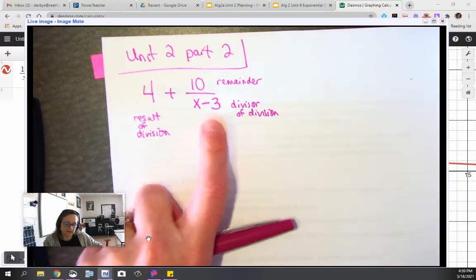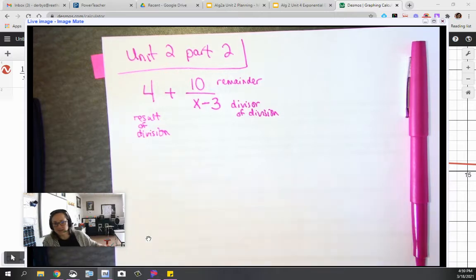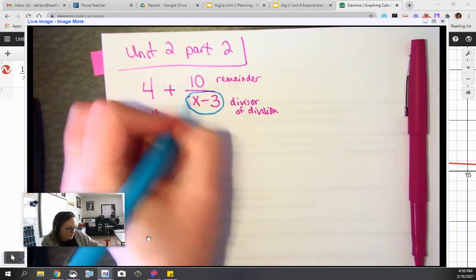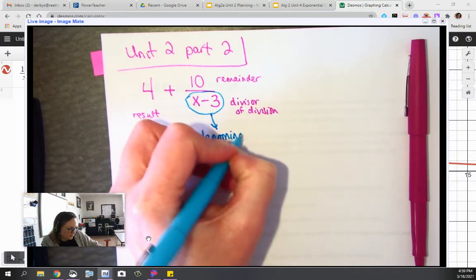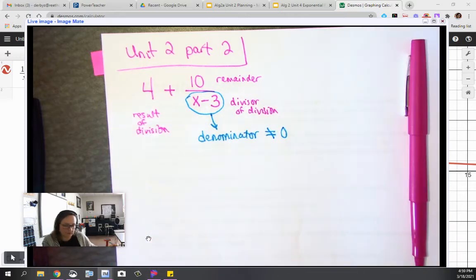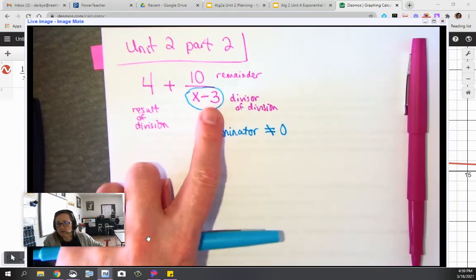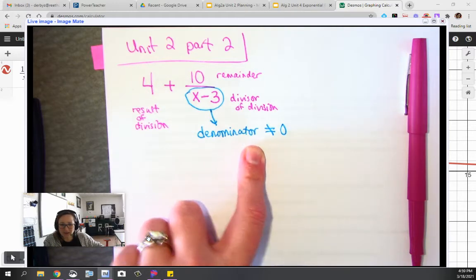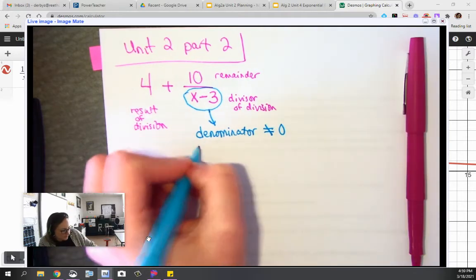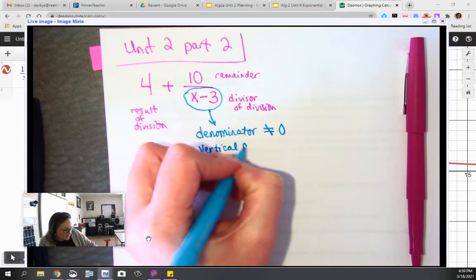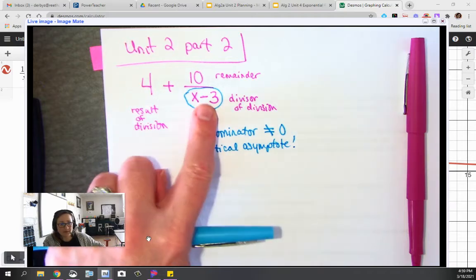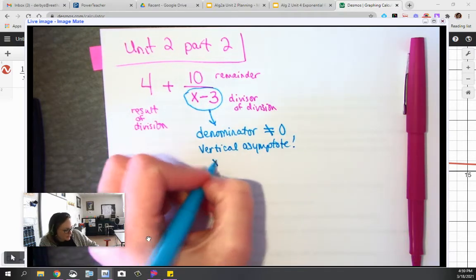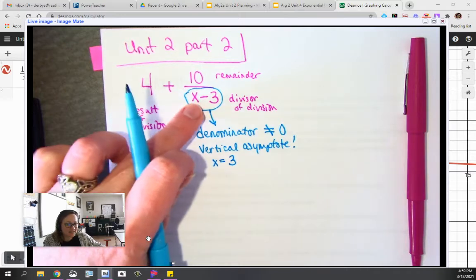And the big idea is that this denominator cannot equal 0. It's going to tell me the vertical asymptote every single time. So I'm going to put my note here that a denominator cannot equal 0. Whatever value this is that would make it be 0 is where my asymptote is going to be showing up. I have a vertical asymptote that is coming directly from this denominator. And it's happening in this case where x equals positive 3.